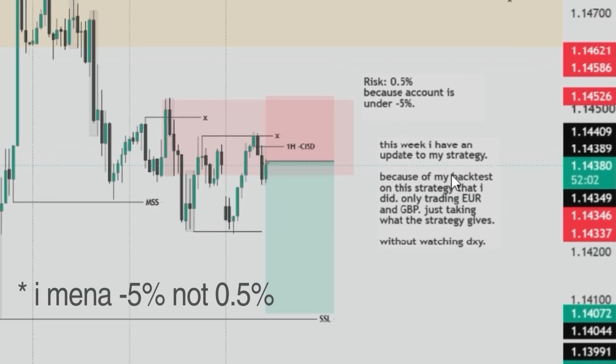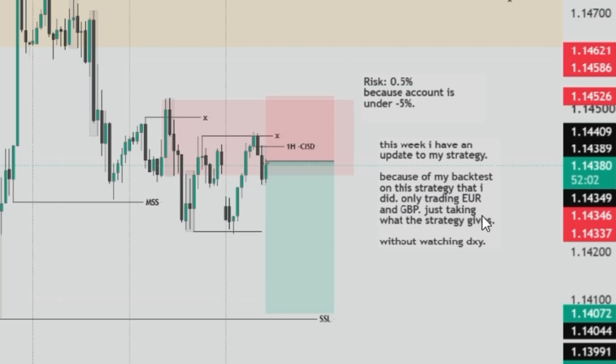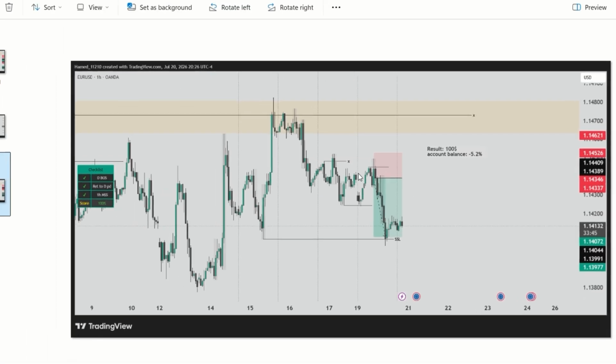This week I have an update to my strategy because of my backtest on this strategy that I did only trading Euro and GBP, just taking what this strategy gives without watching the XY. This was a change that I did, and still I'm on it. I'm happy about that because the XY itself creates more filters for myself that prevent me from taking my own setup even if they appear in one pair, but because the XY is not good, I did not take them. This was the result of that.